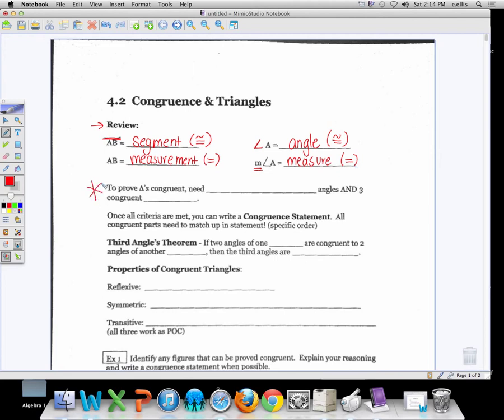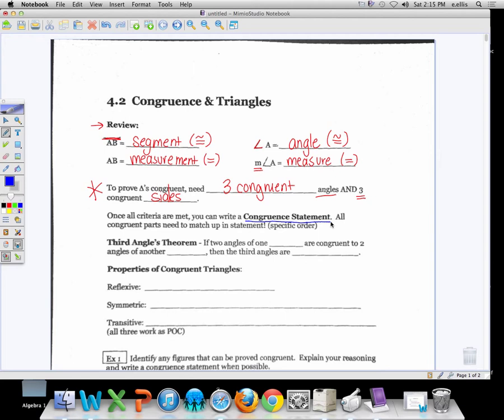Next up, we've kind of talked about this before, but to prove whole triangles are congruent, you would need 3 congruent angles and 3 congruent sides. Once you have met all 6 criteria, 3 plus 3 is 6, then you can write these fancy things called a congruent statement. A congruent statement says one thing is congruent to another, a statement of congruence. All the congruent parts need to match up in the specific order. So it's kind of like a little matching game when you set them up.